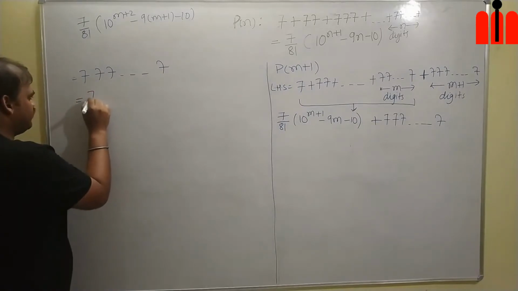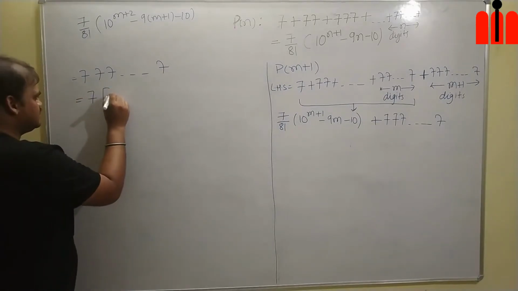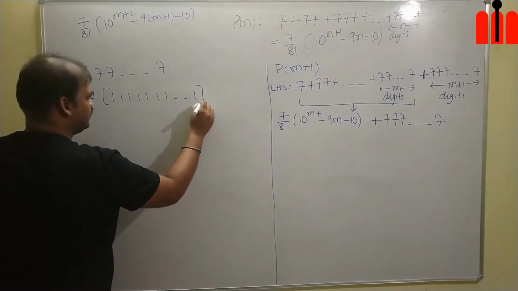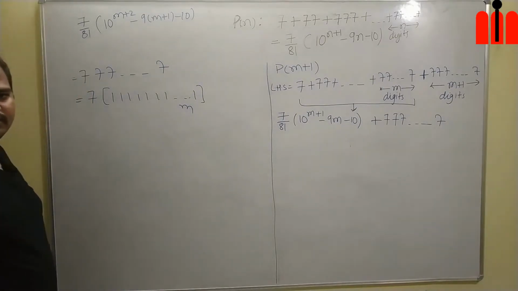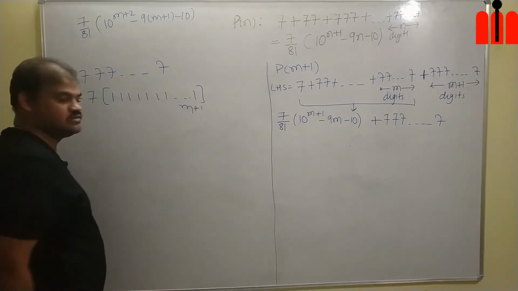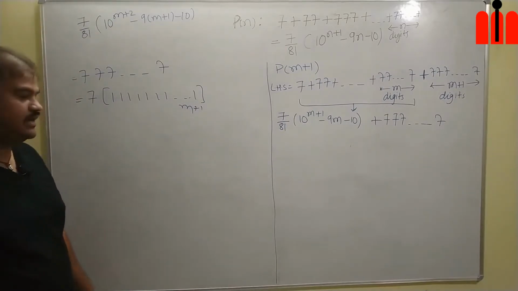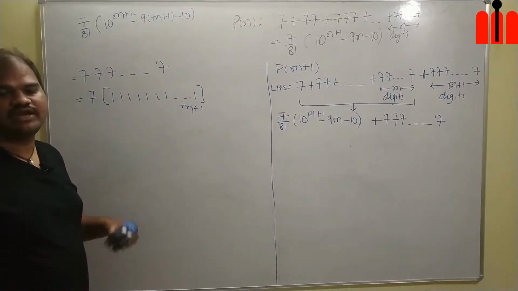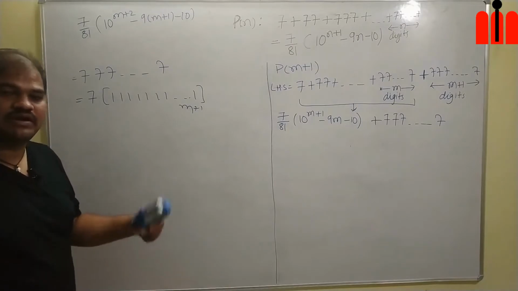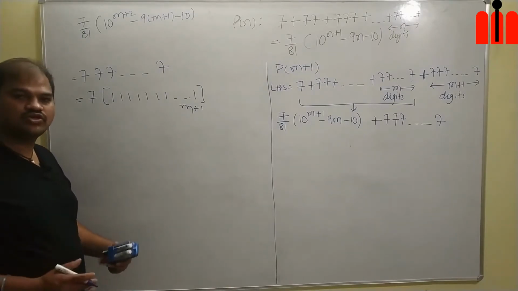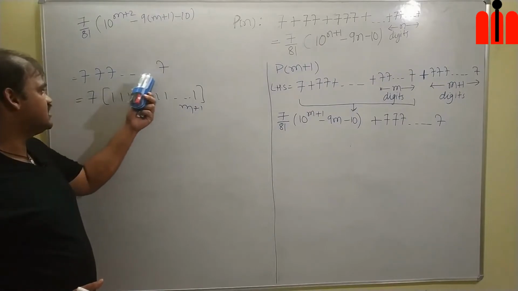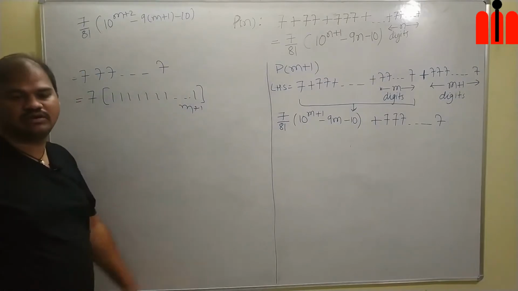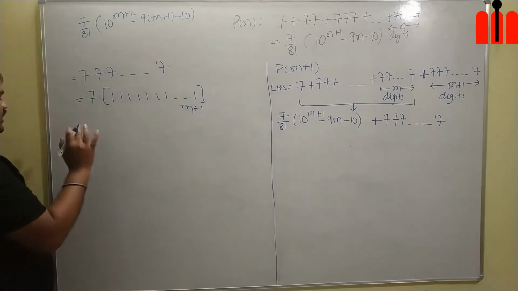Let's take 7 common from this. So we can write it as 7 into 1, 1, 1, 1, 1, 1, 1 up to m digits. Sorry, m plus 1 digits. We can write it like 7 into 1 is 7, 7 into 11 is 77, 7 into 111 is 777, like that. So 7, 77, 777 up to m plus 1 terms is 7 into 1, 1, 1, 1 up to m plus 1 digits. Okay, so we can write it like this.